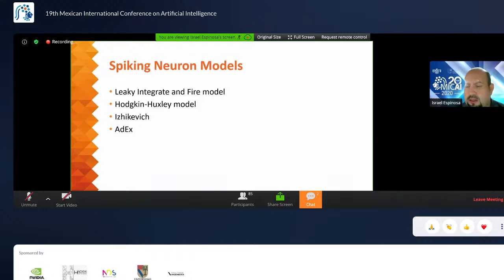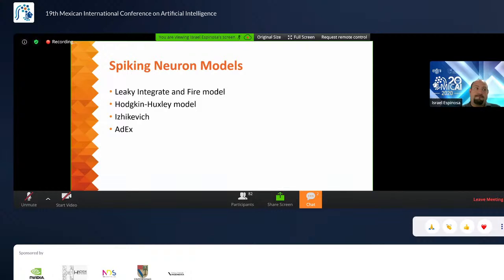Similar to the second generation, where we have different activation functions, with the spiking neuron models we have different models that simulate the behavior of our biological neuron. The most important part, as I said, is how we model the membrane potential, or the voltage, of a neuron. I will present 4 models. The first one is the leaky integrate-and-fire model. It's one of the simplest spiking neuron models. The second one is the Hodgkin-Huxley model.